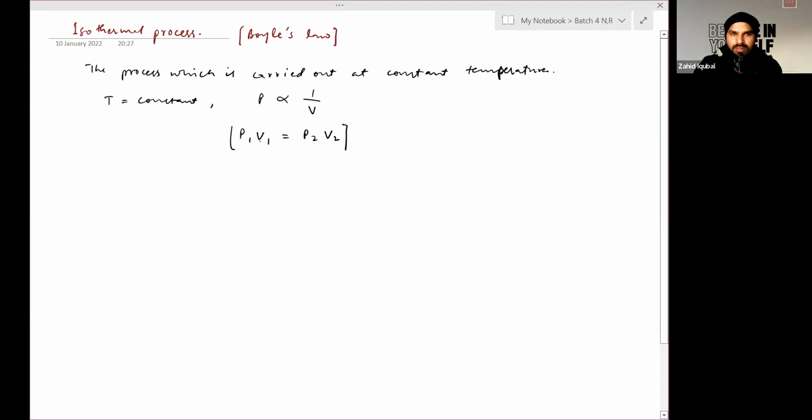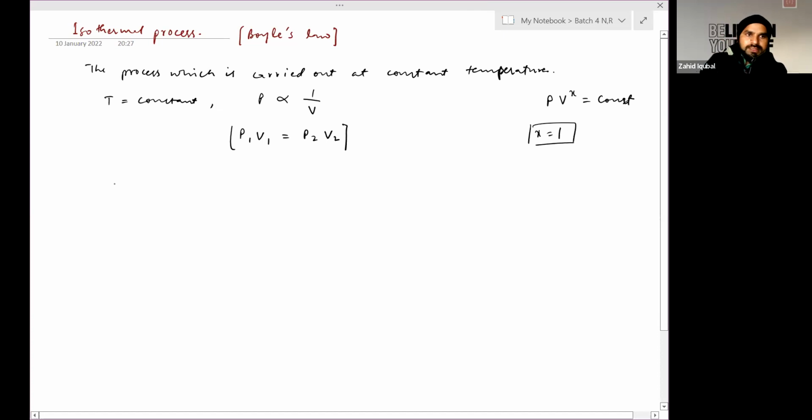Now, if I have to find the value of x in PV to the power x equals constant: pressure into volume equals nRT, and T is constant. So the product of pressure and volume will be constant. So this entire term, pressure into volume, should be constant. So the value of x is 1.